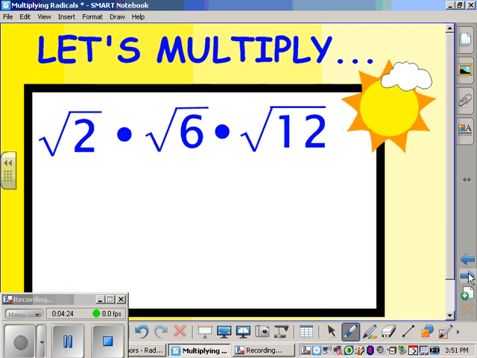In this problem, we're going to multiply 3 radicals together. So radical 2 times radical 6 times radical 12. 2 times 6 times 12 is 144. And 144 is actually a perfect square, so this one's pretty easy because it simply equals 12.